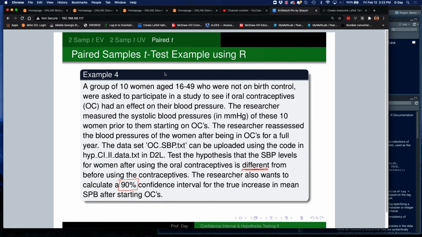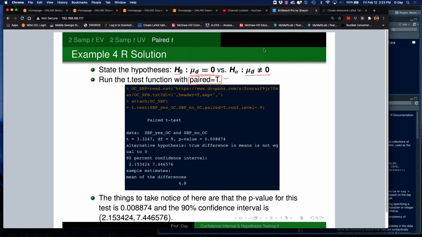So what's important to pull from our paired samples t-test? Things to take note of here is that the p-value is 0.008874, and the 90% confidence interval is 2.153424 to 7.446576. And if I were doing this correctly, I'd put mmHg after this. You can't do that with R, unfortunately. You can do it in a separate write-up when you do your interpretation, though.